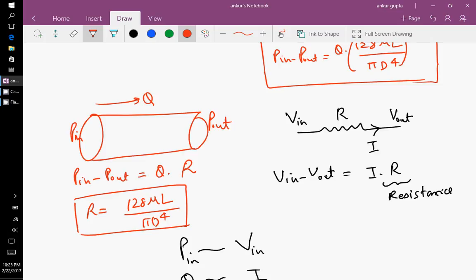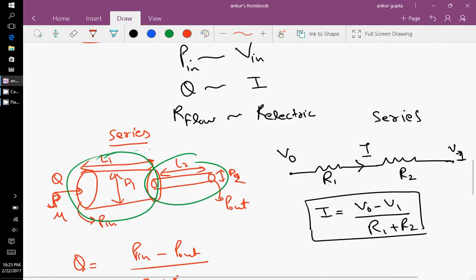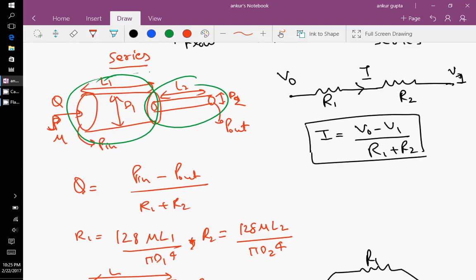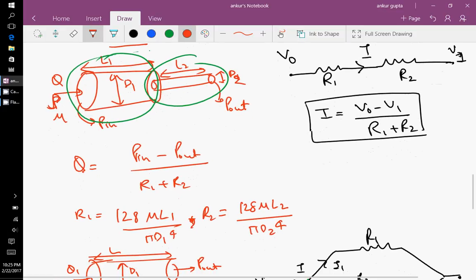Now in series, the flow rate is the same in pipe flow, and current is the same in electric current because they are analogous. So the resistances are added, the total resistance becomes R1 plus R2, similarly in current and in pipe flow, and then we can just write down the values of R1 and R2.